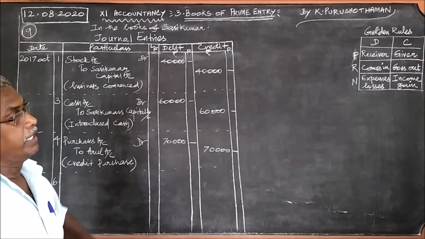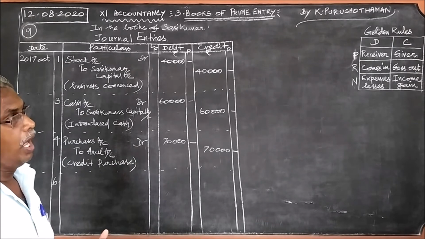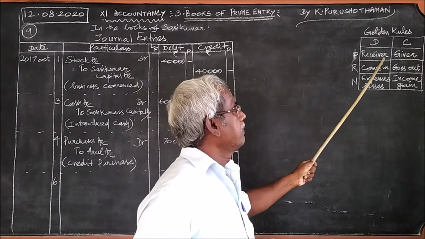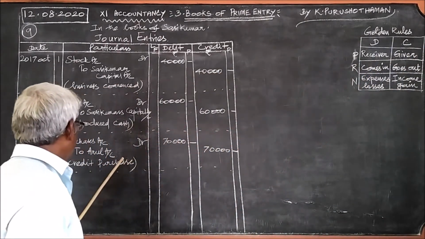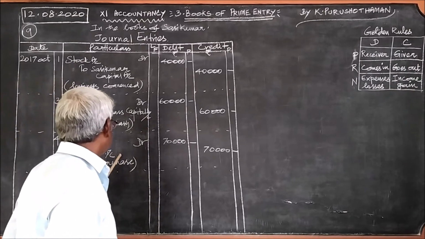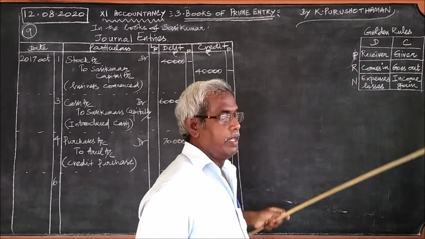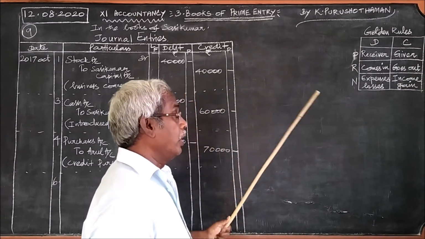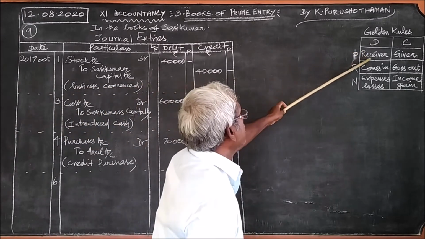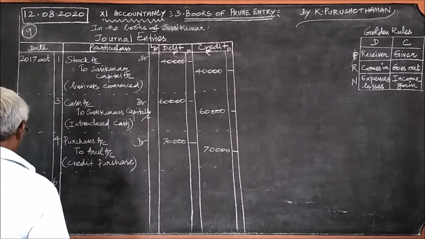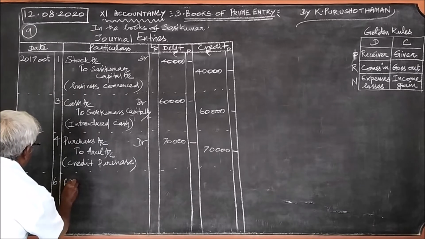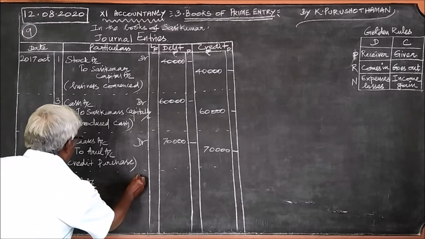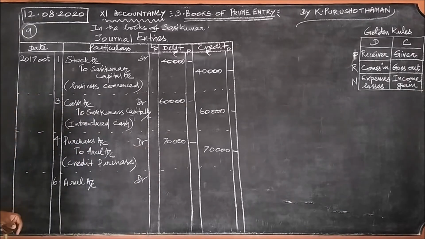And the debit rule: when we return the goods to Arul, who is the receiver? Debit the receiver, Arul is the receiver. When we buy the goods, Arul is the giver, so credit we used. When we send back some goods, the receiver is Arul. Therefore, Arul account debit.